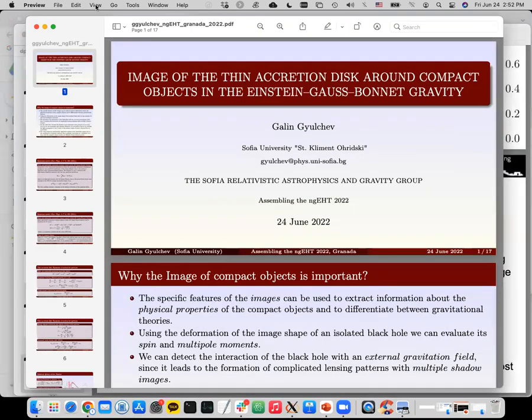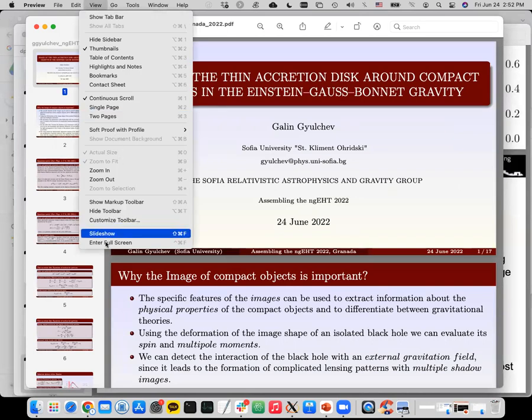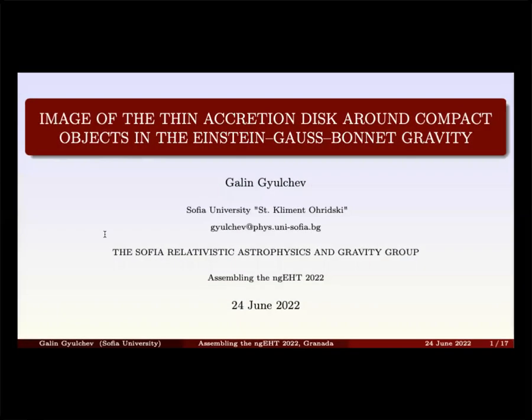Galin will tell us about the image of the thin accretion disk around compact objects in Einstein-Gauss-Bonnet gravity.